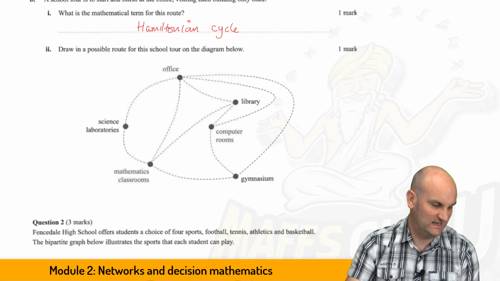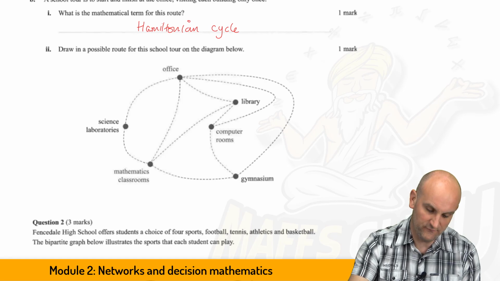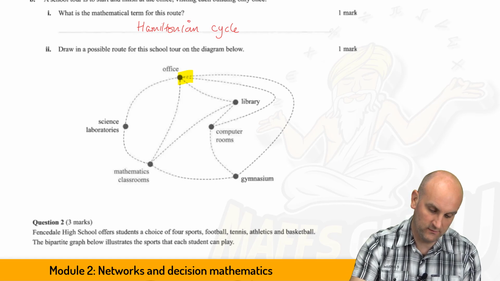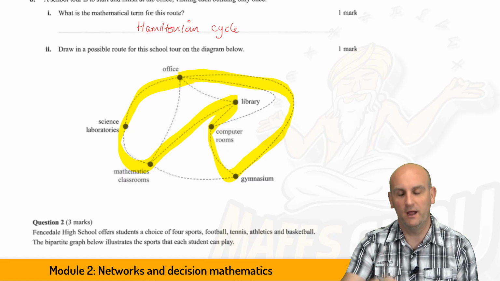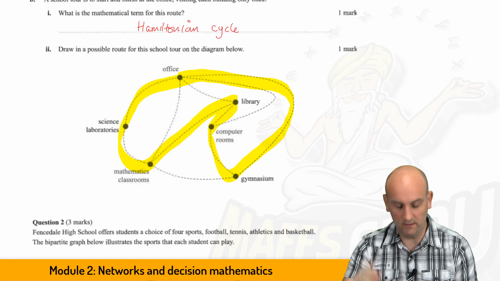Well, basically, what did it say? I had to start at the office. So I did this, and I came around to here. I went to the computer. I went to the library. I went to the mathematics room. I went there and basically around. Love this. I know you're going to say, well, it's not complicated. All right, I know. Chill.